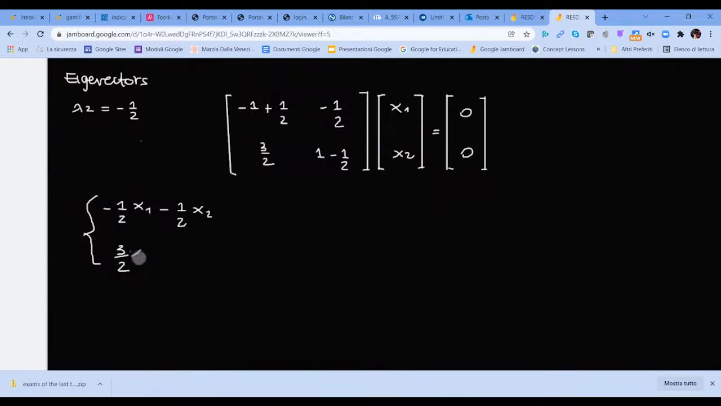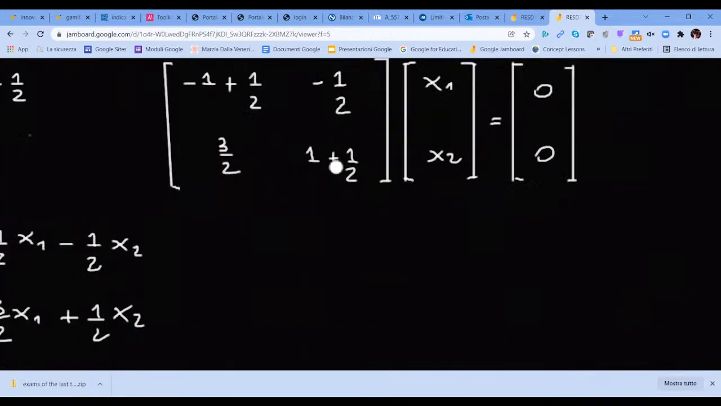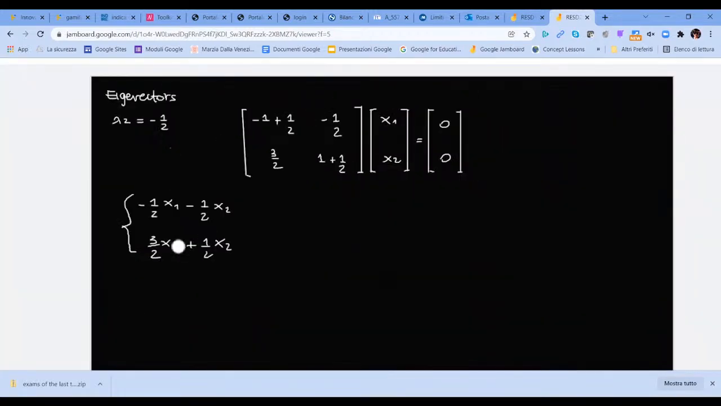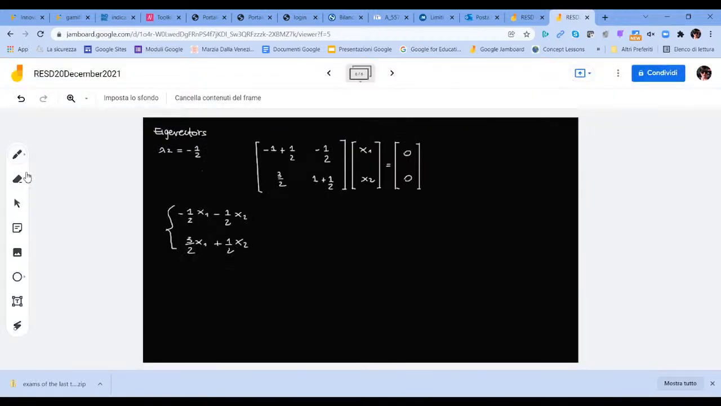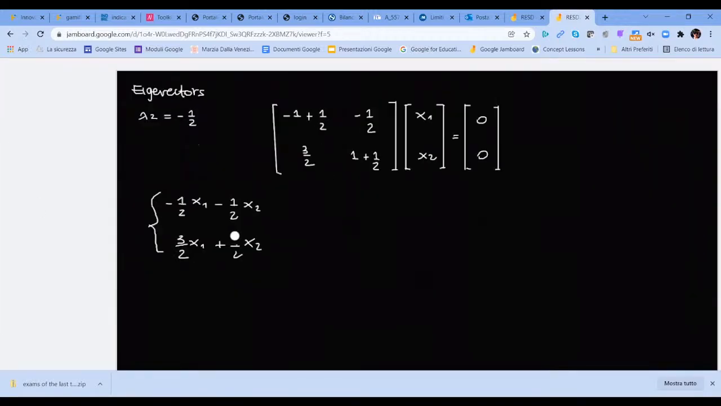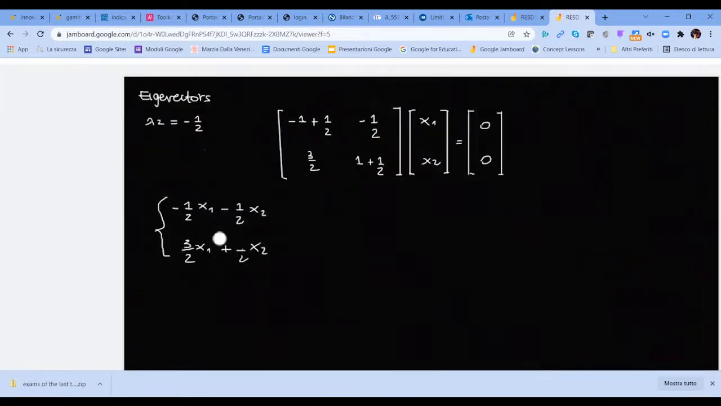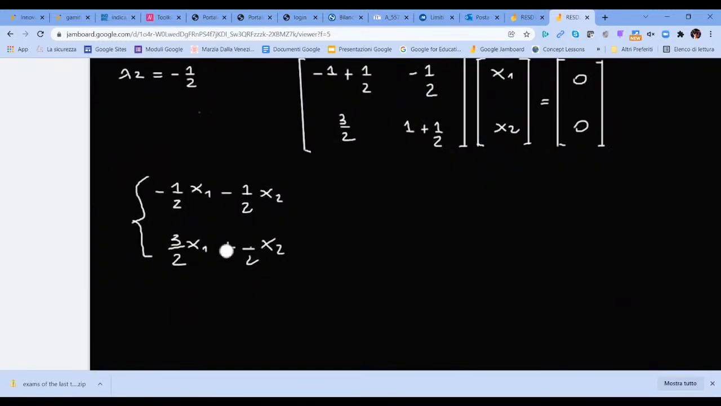In this case they are the same. You can see x1 plus 1/2 x2. No, sorry, minus. No, I'm sorry, this is a plus. That means we have a 3/2. Okay, this is the right computation. I was making a mistake by putting the different sign, but this is 3/2. As you can see, one of the equations is a multiple of the other equation.